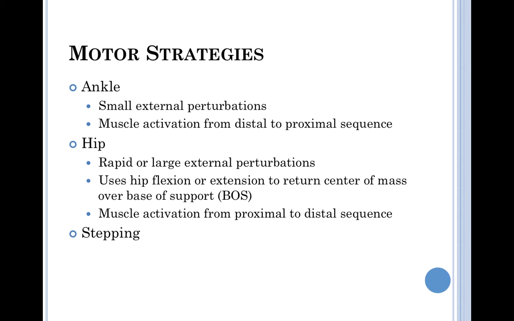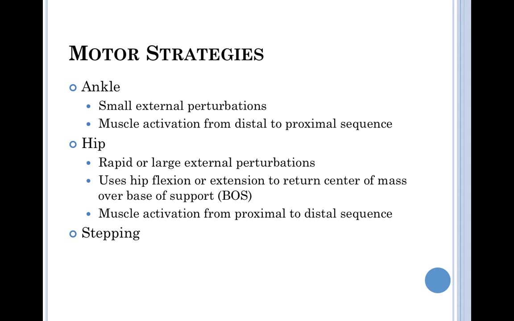And lastly is your stepping strategy. Pretty straightforward. When the perturbation is so great that your ankle and hip strategy cannot compensate for it, you basically end up taking a step to prevent yourself from falling over.